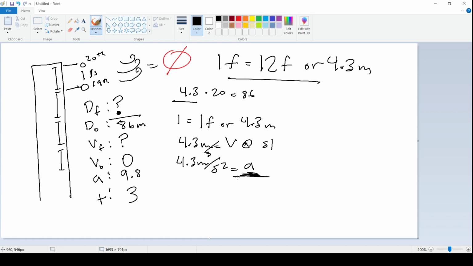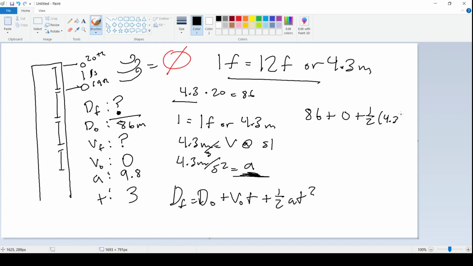That's nice and all, but how do we solve this? You might want to ask. So we're going to do this: distance final equals distance initial plus velocity initial times time plus half acceleration times t squared. So let's do this equation. 86 plus 0 plus half of 4.3 times 3 squared. You can't see that.